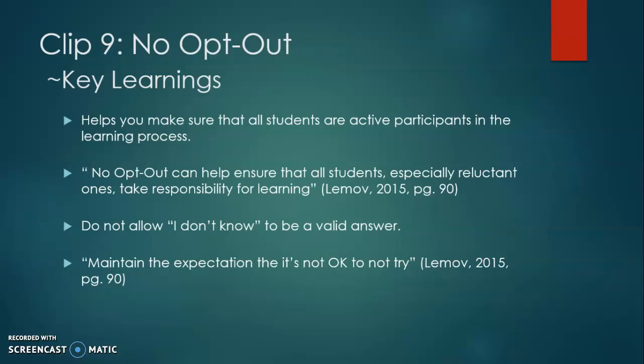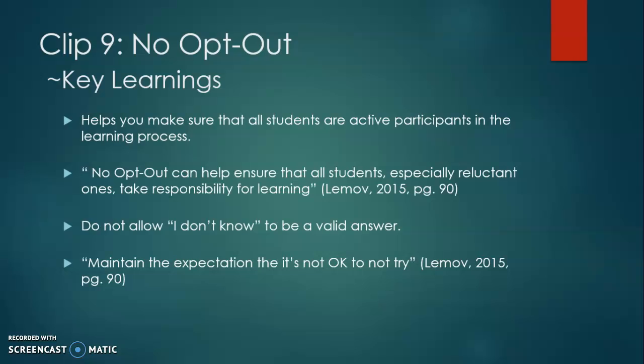The last technique we want to talk about is no opt-out. This is just a technique that makes sure that you are encouraging students to always answer, to always give their best answer, not allowing students to say, I don't know, not allowing students not to participate or not to answer. So it can just help ensure that all students, especially reluctant ones, take responsibility for their learning. Don't allow I don't know to be a valid answer.